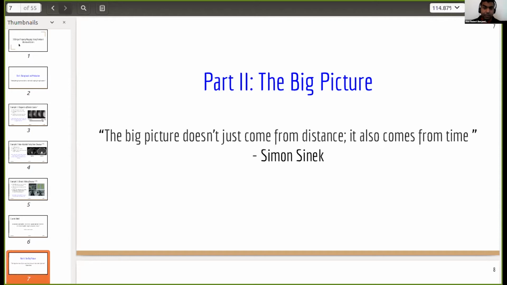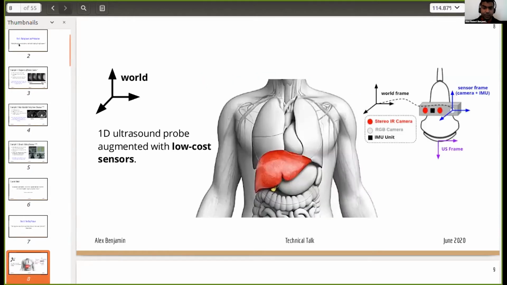And the framework that I've been working on for the last 4 or 5 years, roughly speaking, would look like this. This is the grand vision of what would happen. You have a patient, and in this case, the patient's liver is of interest. You have an ultrasound probe, which is to the right of the screen, which is retrofitted with a set of low-cost sensors. And these sensors are cameras, inertial measurement units, and also cameras that don't function in color space. They function in the infrared space.